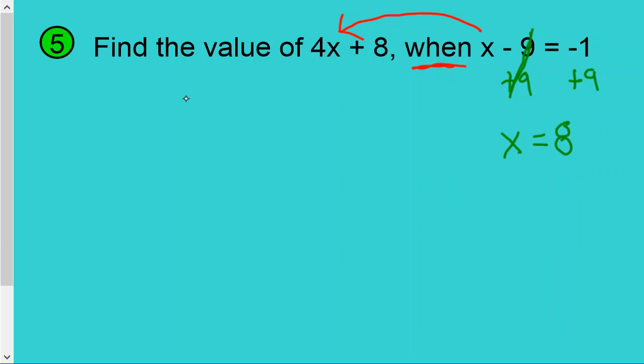And then we are going to plug it in over here so that we would get 4 times 8 plus 8. 4 times 8 is 32. So 32 plus 8, and that would equal 40. So the value of this expression is 40.